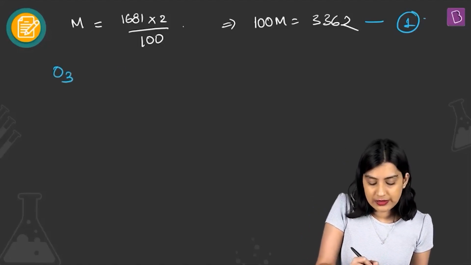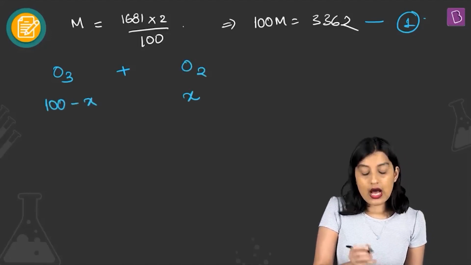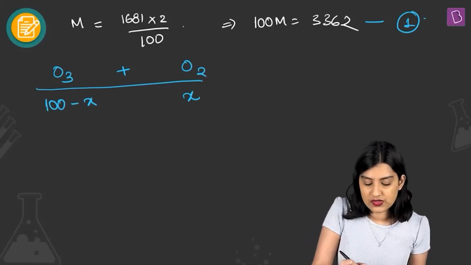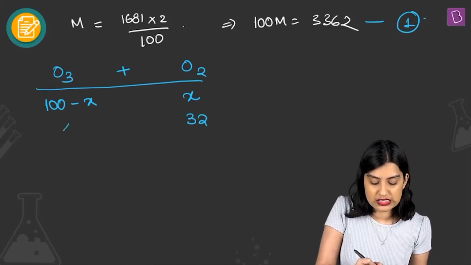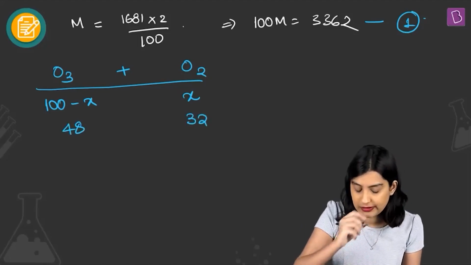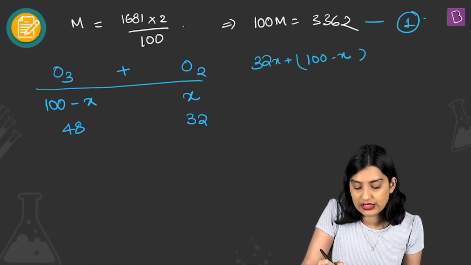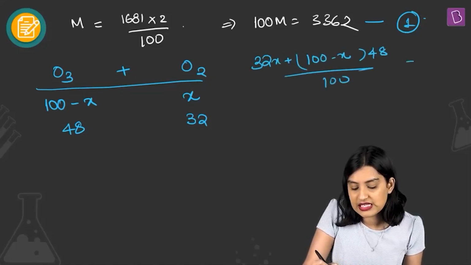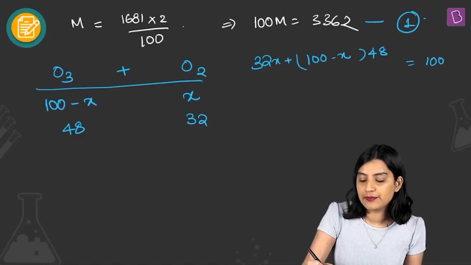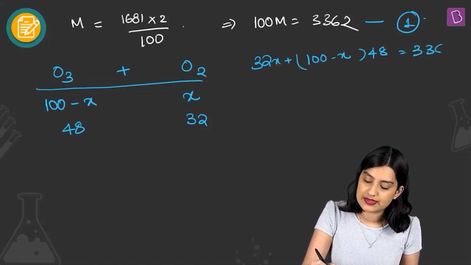So let's say you have O3 plus O2. I'll say oxygen is X%, so which means ozone will be 100 minus X. What is the molar mass of each of these things? Molar mass of oxygen is 32 gram per mole. Molar mass of ozone is 48 gram per mole. Correct? Now, let's write down the equation. So what you get here is 32x plus 100 minus x into 48 divided by 100 is equal to m, or this entire thing on the left hand side is equal to 100m. 100m, you know the value. So this is going to be equal to 3362.